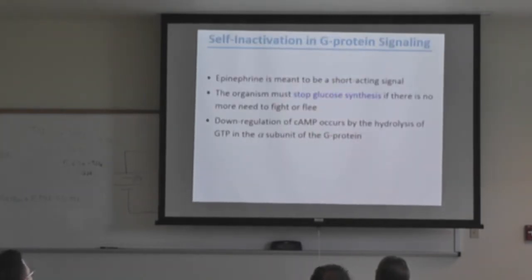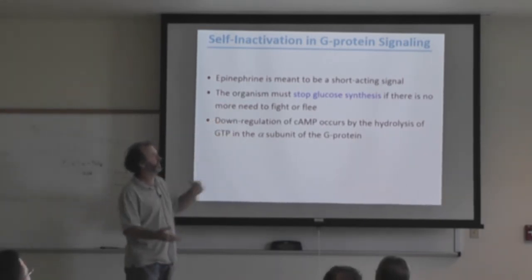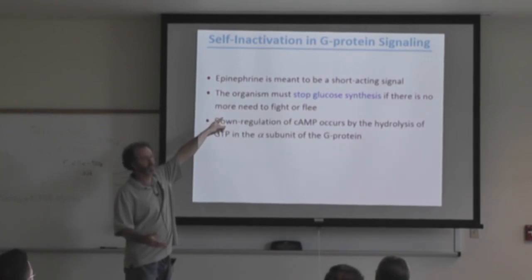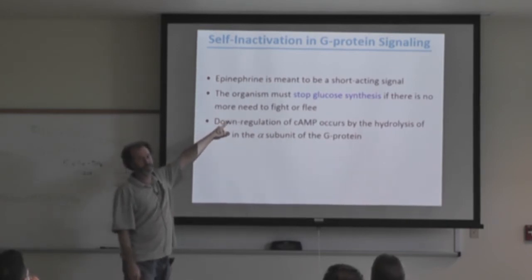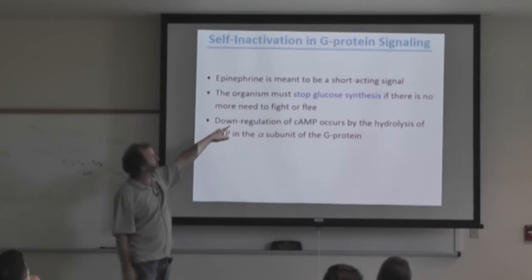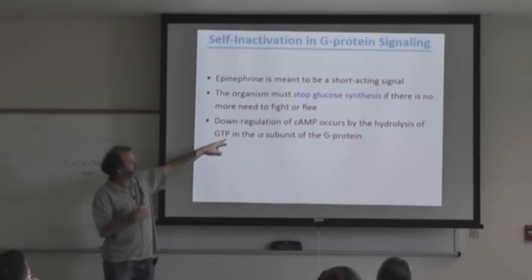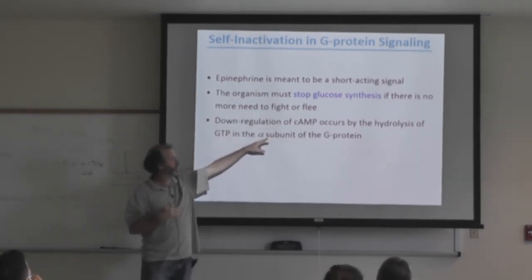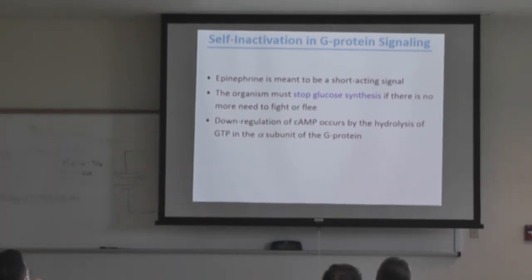So, self-inactivation of G protein signaling. Epinephrine is meant to be a short-acting signal, right? The organism must stop glucose synthesis if there's no more need to fight or flee. If you constitutively activate the epinephrine signal, you'd end up with a super high glucose level. Downregulation of cyclic AMP is going to occur by hydrolysis of the GTP on the alpha subunit of the G protein, and that alpha subunit has GTPase activity built into it.